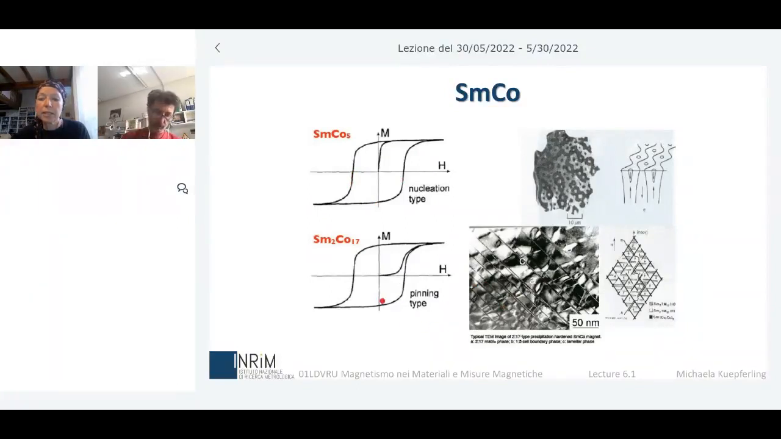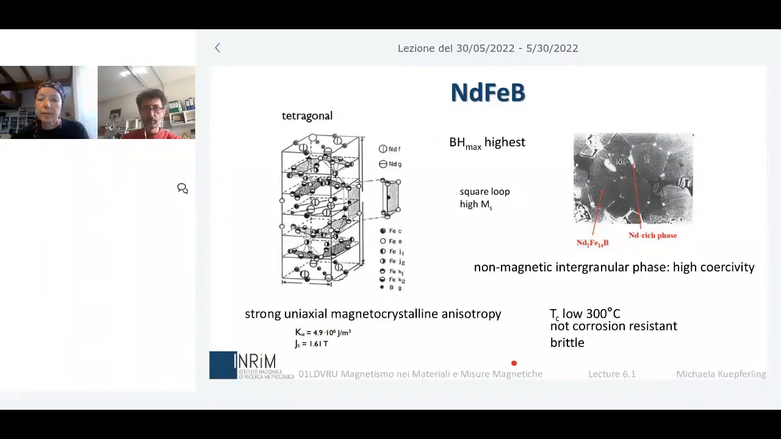Especially this spinning here in the samarium 2 cobalt 17 happens in the phases which are between the grains, so intergranular phases. And now neodymium iron boron, so this is the material that we use most because it's less expensive, of course, than samarium cobalt, and it's really very well performing.